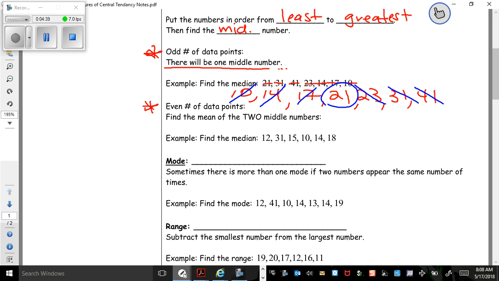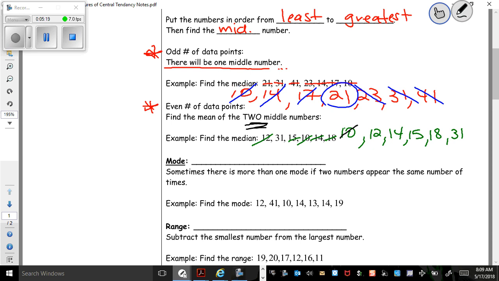So we got 12, 10. Okay, you write this down? Put them in order. 10, 12, 14, 15, 18, 31. Okay? So remember now we're going to have two middle numbers because there's an even number.